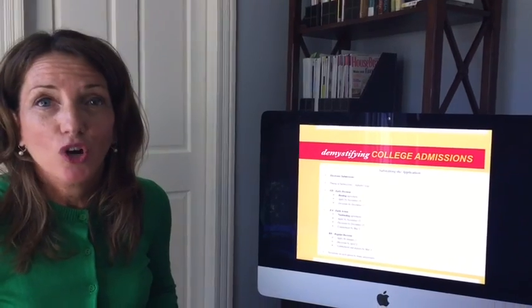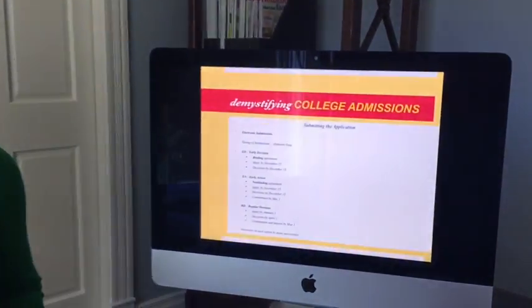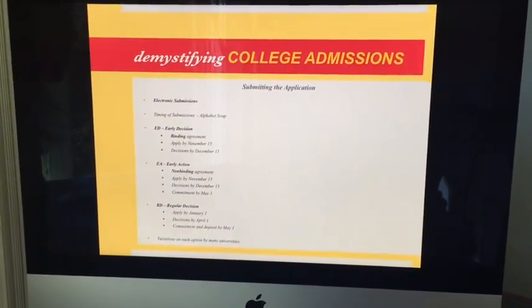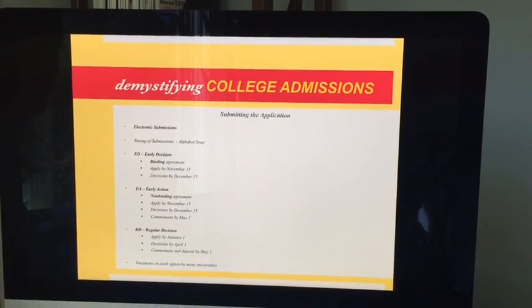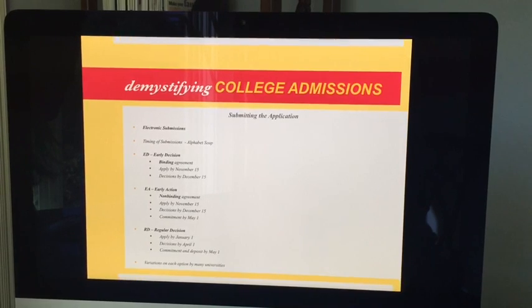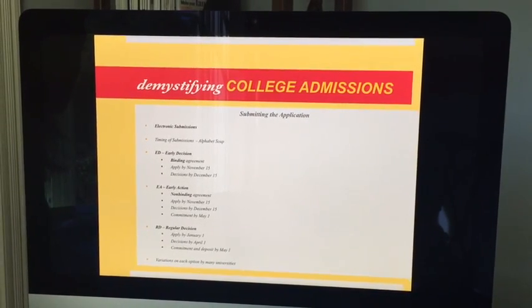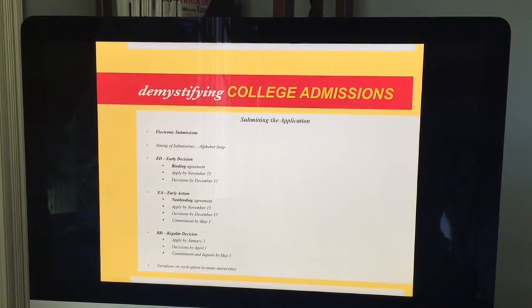The first one is called early decision. Early decision is a binding agreement. A student may only apply to one school early decision. They typically apply by November 15th, and they will hear a decision from the university by December 15th.